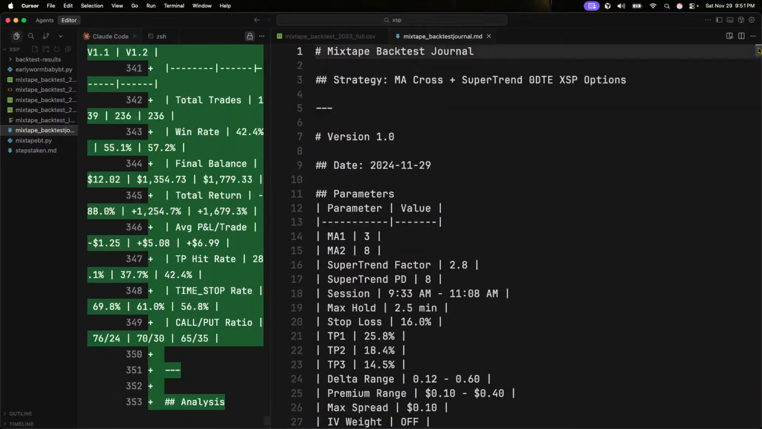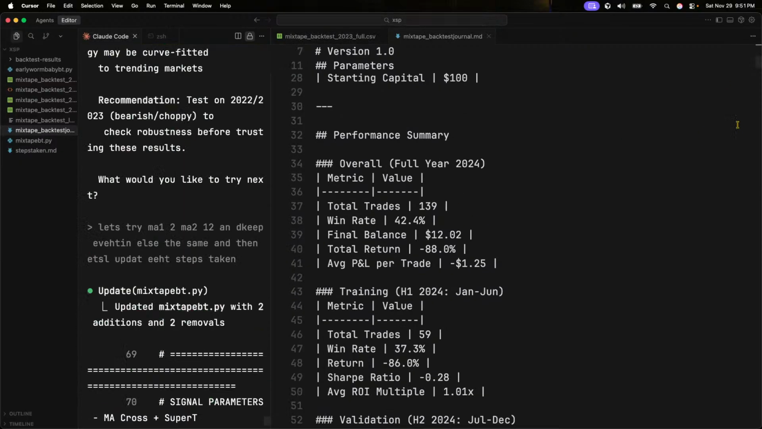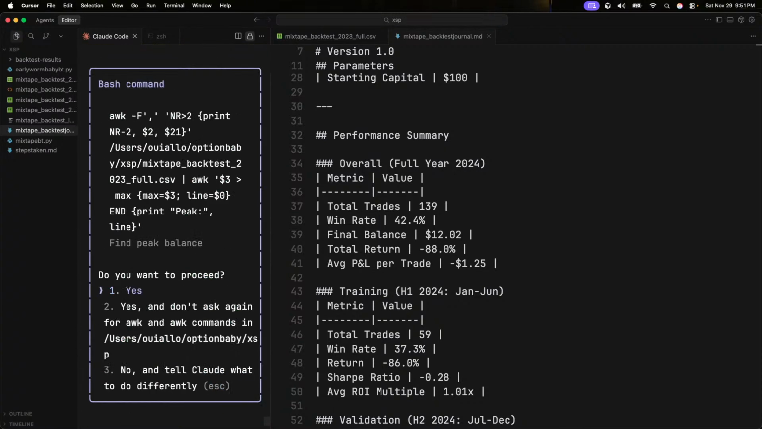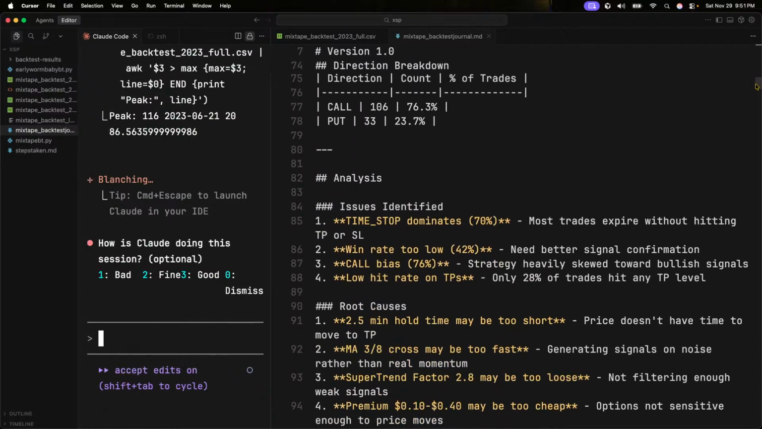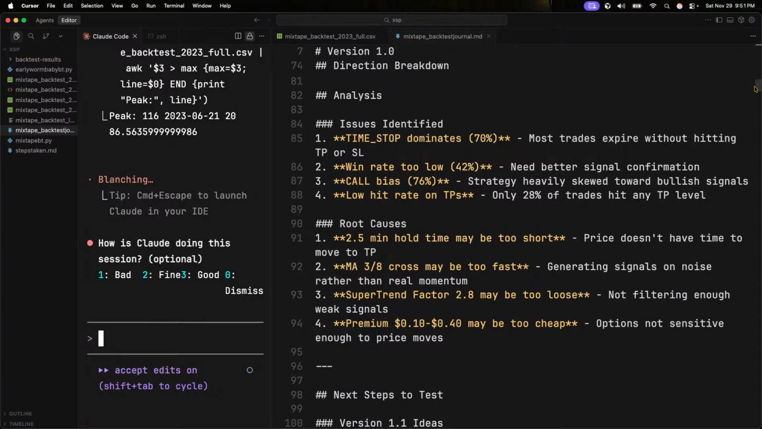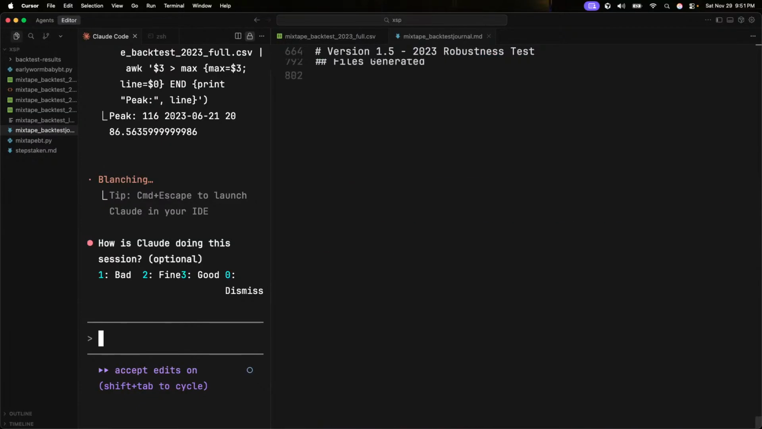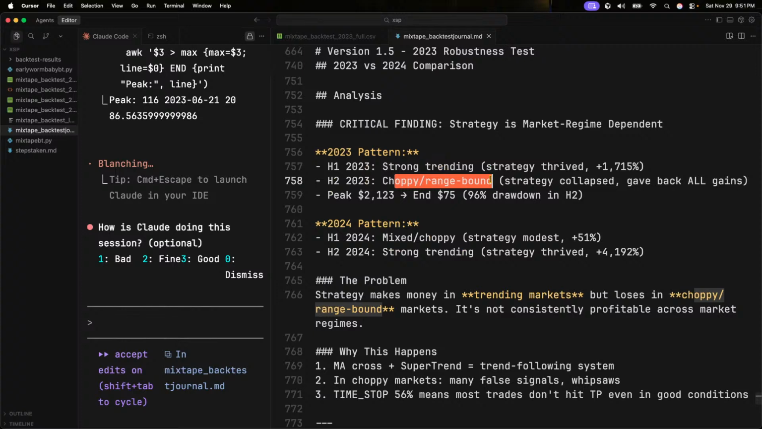Here's our journal, the parameters, the performance. All right, here we go. Issues analyzed: the time stop dominates. Most trades expire without hitting the take profit or the stop loss. The win rate is, oh, that's version 1. Let's look at version 5. Okay, critical finding: the strategy is market regime dependent. In a strong trending market the strategy thrived, but in a choppy, range-bound market the strategy collapsed and gave back all of its gains.